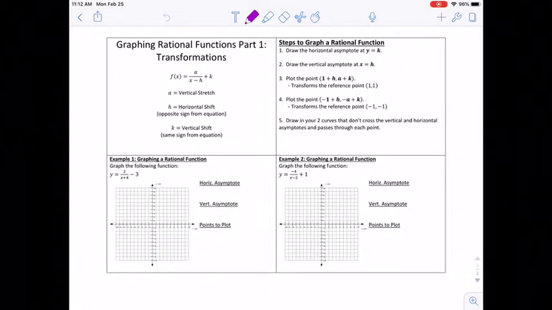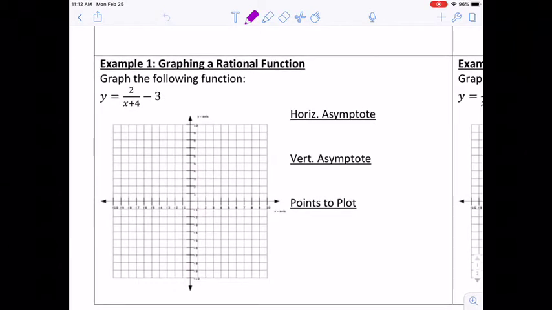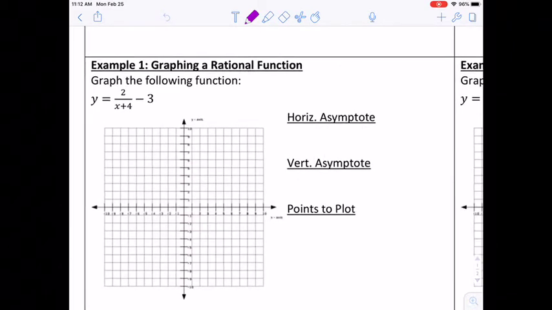And today we're going to be doing graphing rational functions using transformations. So let's get right to it. When you look at your equation, you want to figure out what your three letters are: A, H, and K.